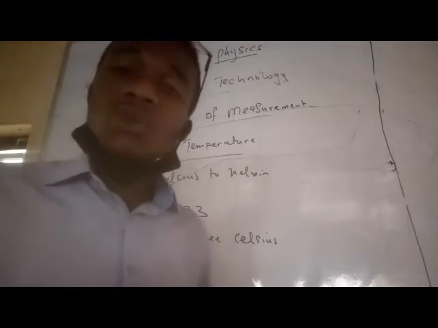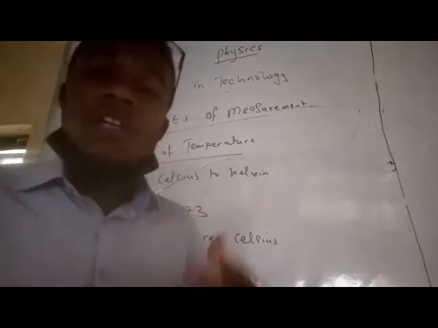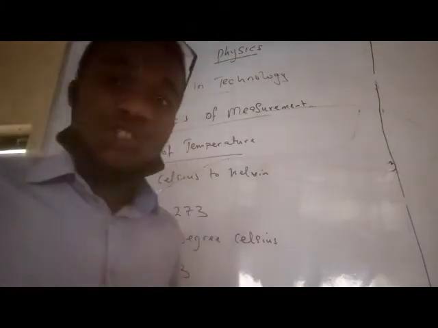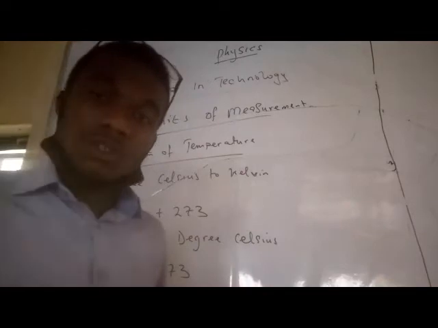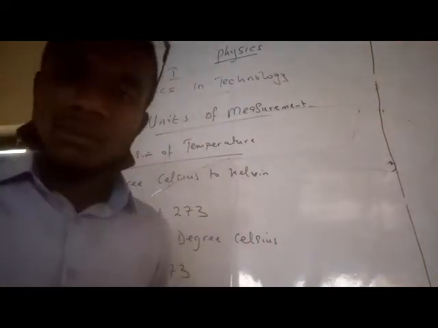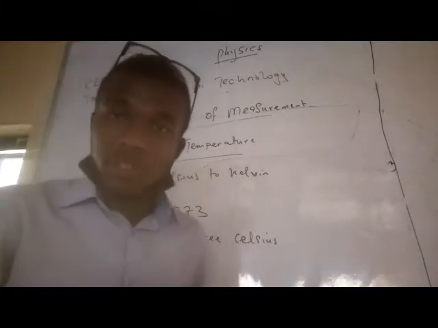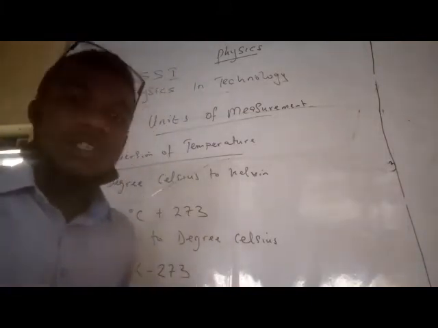Different countries use different units of measurement. Like in Nigeria, we are more familiar with the degree Celsius. But you go to a country like America, the UK, they are more familiar with what? With Kelvin. You go to a country like Germany, they are more familiar with what? With degree Fahrenheit.